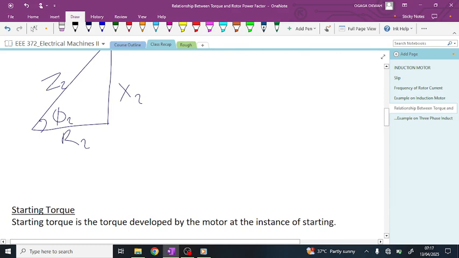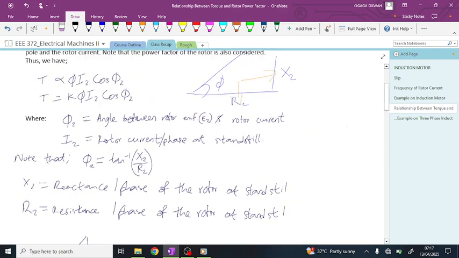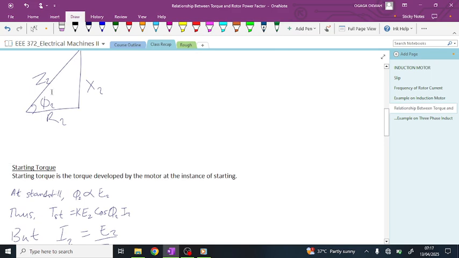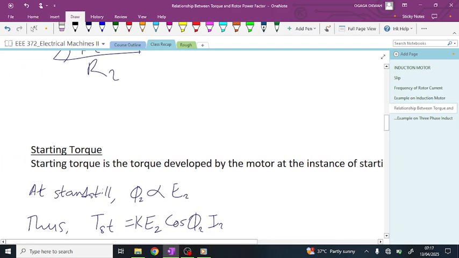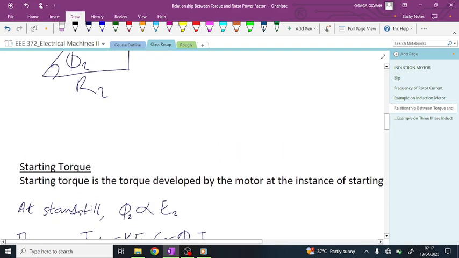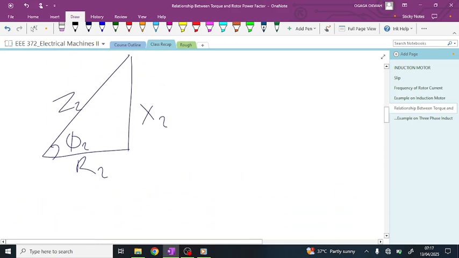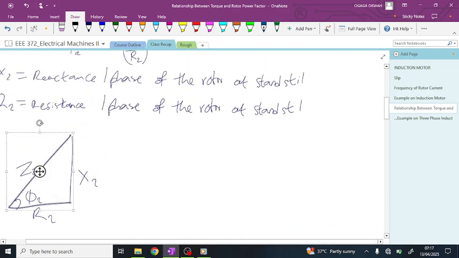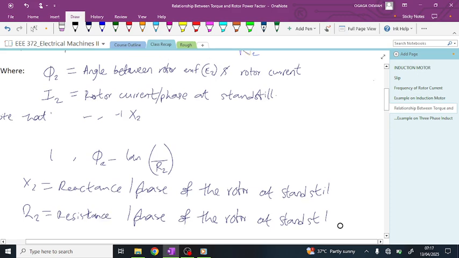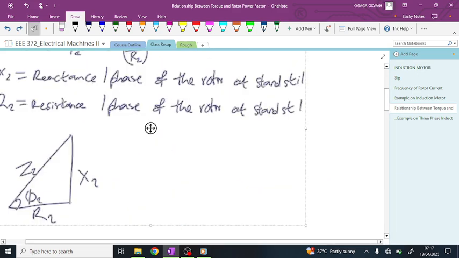Now, this is the same diagram I drew up there, just the same thing here, but of course the hypotenuse side is the one where we use Z, which is the impedance. So this is just the idea of the relationship between starting torque and the power factor. I hope that's clear enough.